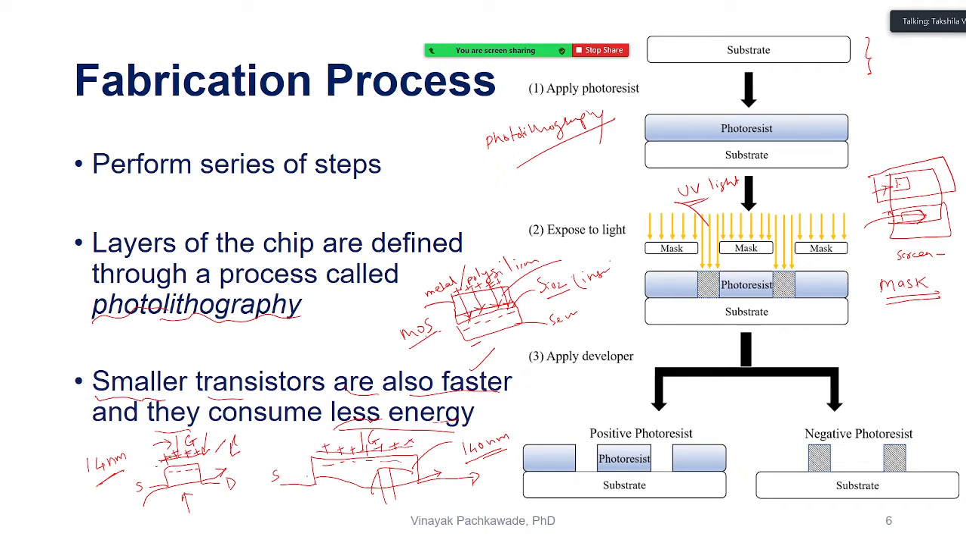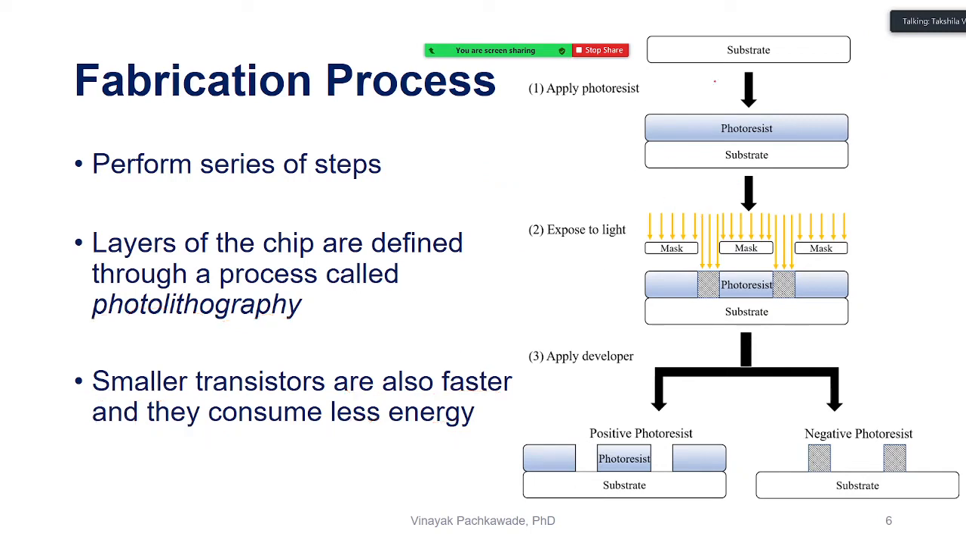Okay. So now coming back to explaining these steps. What I will do is that I start with the substrate, then I will use the photoresist. What is photoresist? It's just like a plastic, but in the scientific world we call it an organic polymer.